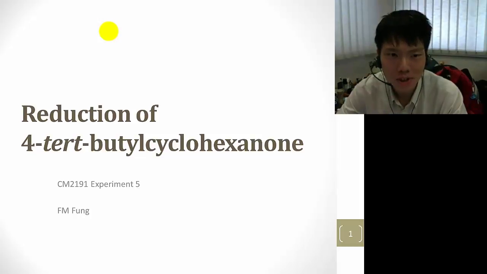Reduction of 4-tertiary butyl cyclohexanone, CM2191 Experiment 5.